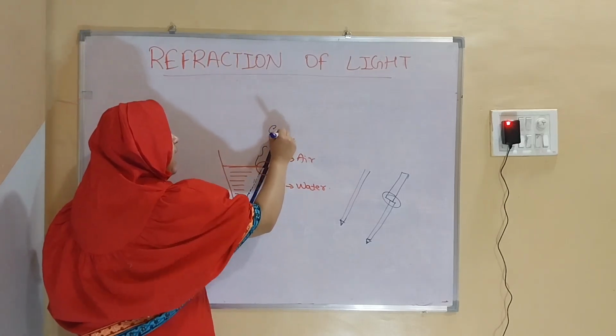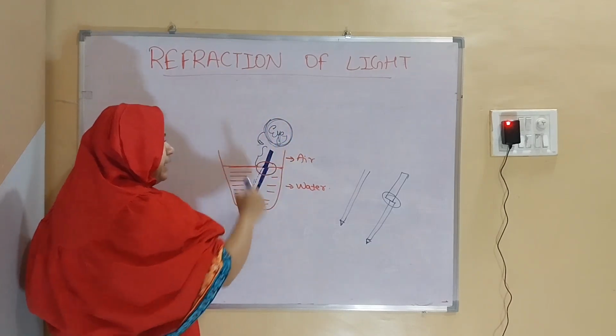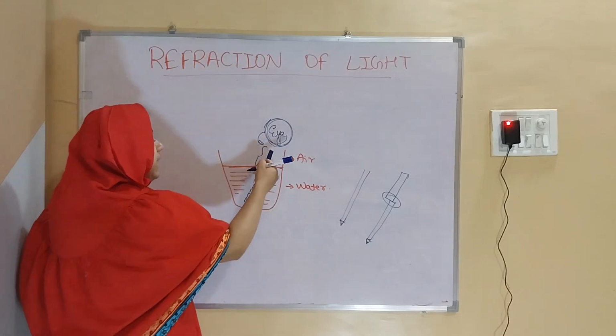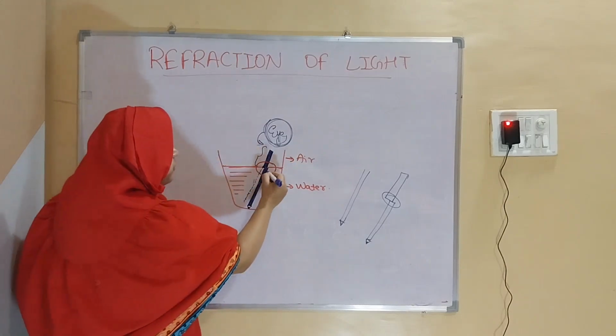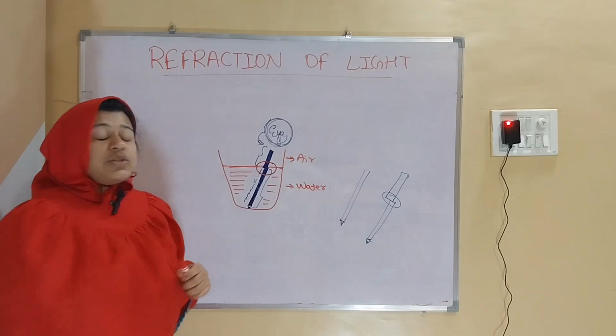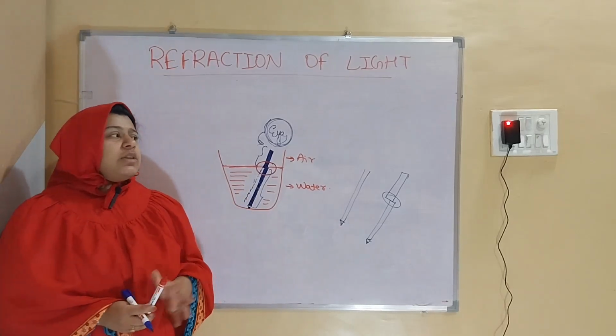Someone observing from here will feel that the light is coming from this portion, but the actual position of the pencil is this. So this happens because of refraction of light. Okay, so there are many examples.